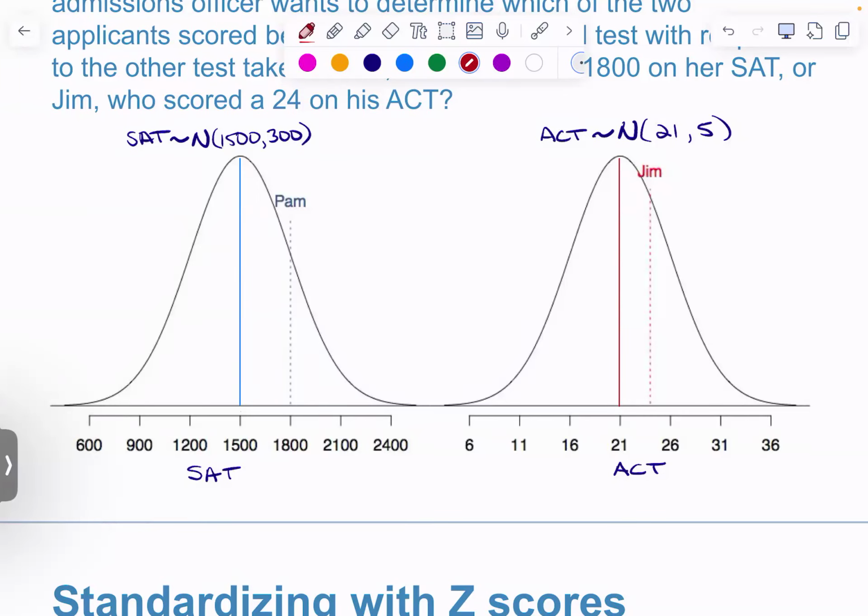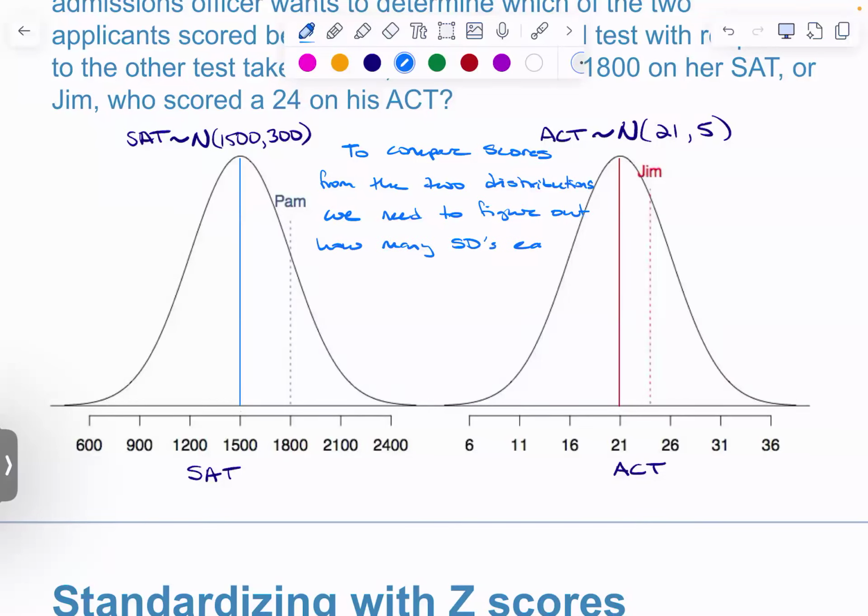To compare scores from the two distributions, we need to figure out how many standard deviations they each scored above their respective mean.